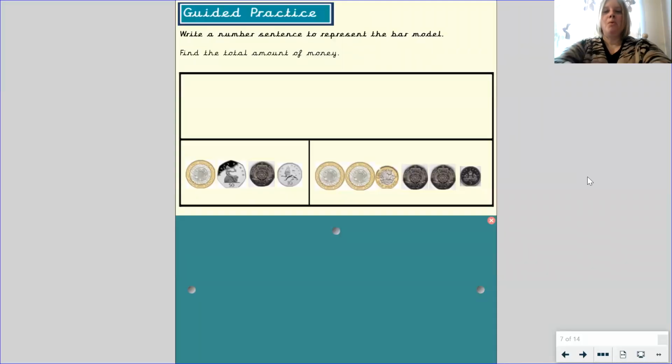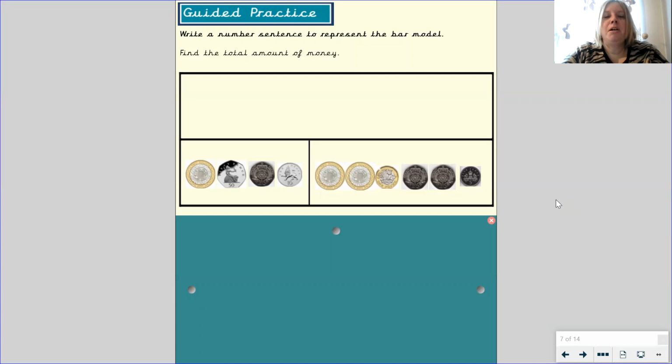So now we have got a bar model and we need to write a number sentence to represent the bar model. Find the total amount of money. So we're going to work through this together, step by step. The first thing I want you to do on your piece of paper is to draw a bar model, just like mine. You don't need to draw anything in it yet.